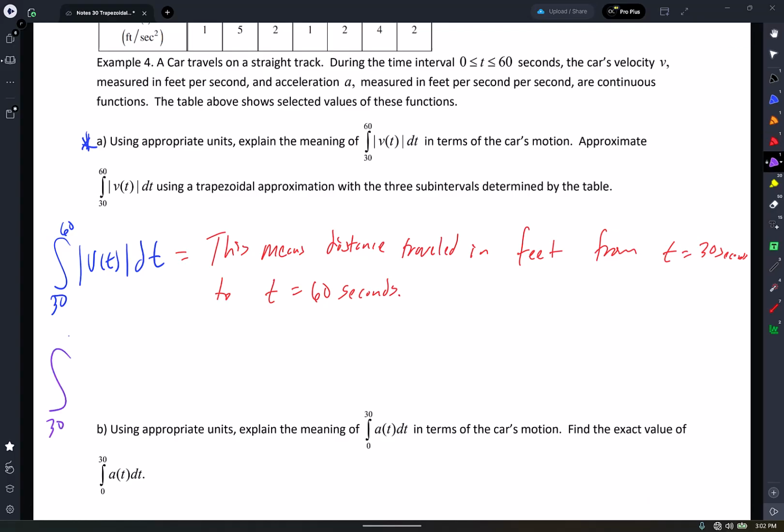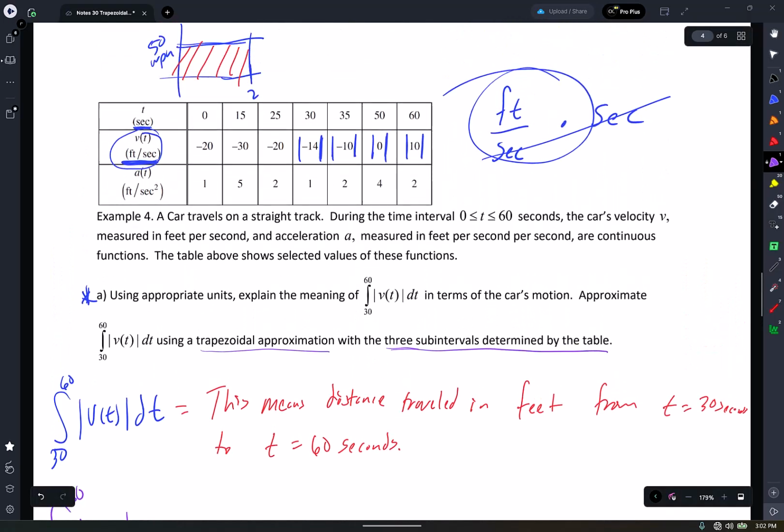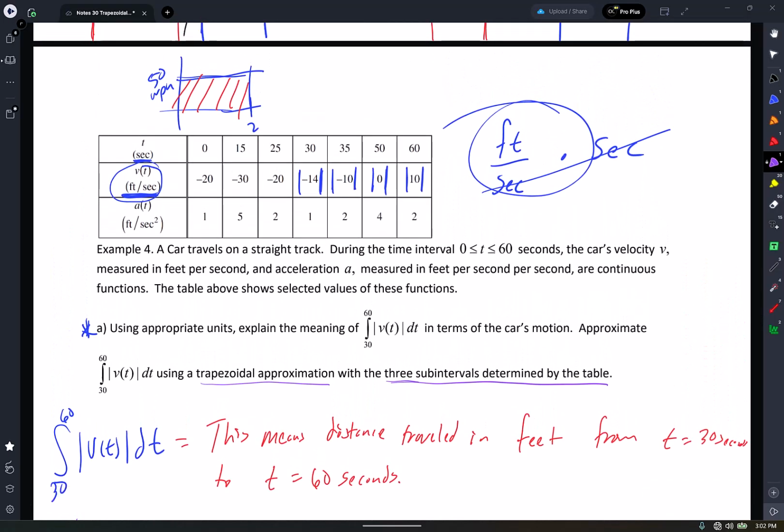Integral from 30 to 60 of v of t dt equals, all I'm doing is trapezoidal, guys, because they told me to. It says right here, approximate the integral from 30 to 60 of v of t dt using a trapezoidal approximation with 3 subintervals, determined by the table. So go here. Look, your delta x's are different. Here's my first one, here's your second one, here's your third one. Do you guys see?